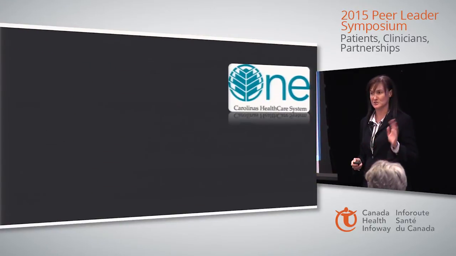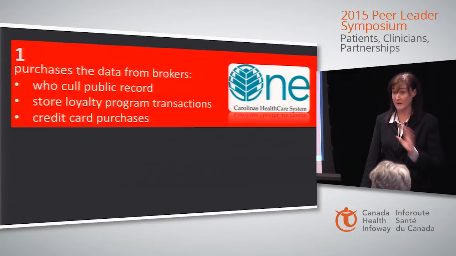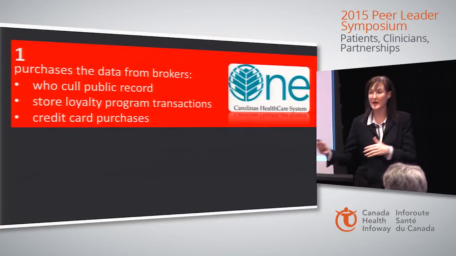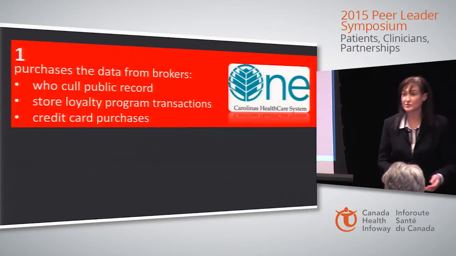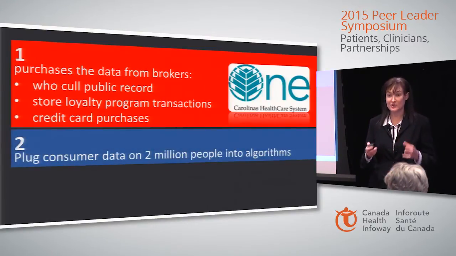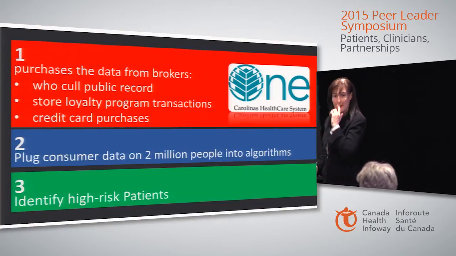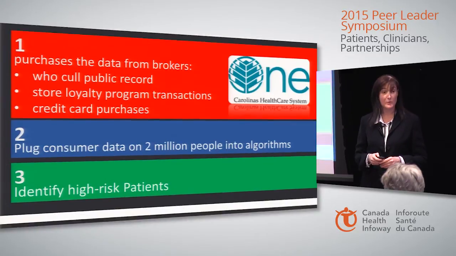And what they're actually doing, which is quite scary, but absolutely on the forefront, is a 3-step process. They are purchasing data from brokers. This is real. This is happening right now. Okay, so when I told you about all that stuff, this is happening. They're purchasing data from brokers who are culling major public records. They're looking at store loyalty programs. They're looking at credit card purchases. And they're taking all that information and plugging this consumer data on 2 million people into different algorithms, with data scientists working with them. And what they're actually able to do is to identify these high-risk patients and intervene before it's too late. It's happening now in Carolina. It's pretty scary, but it's where we all need to be.